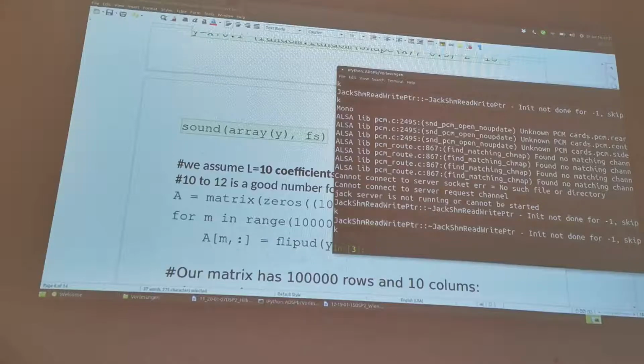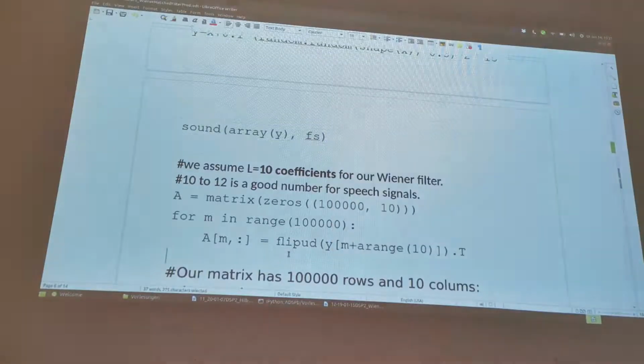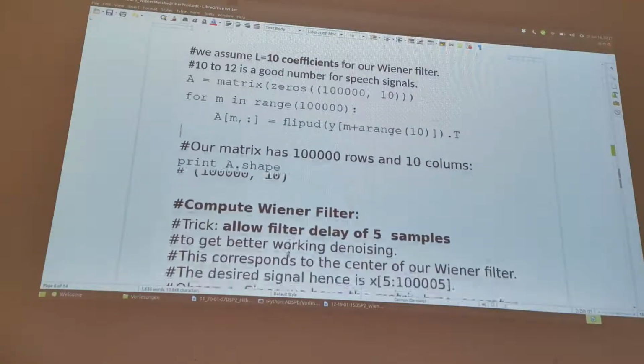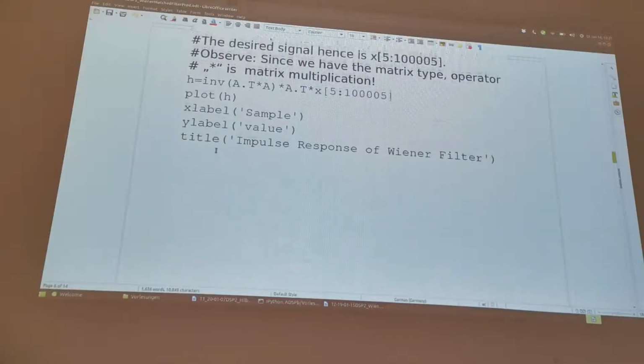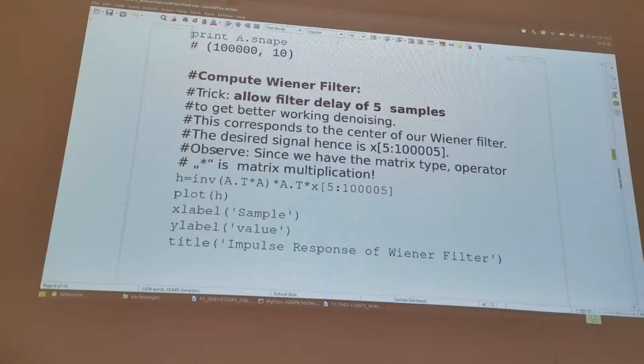So I could hear it's very noisy. So now we want to reduce the noise. And for that, we need to compute our Wiener filter. Yeah, so this is basically this piece here. Let's see if that works.